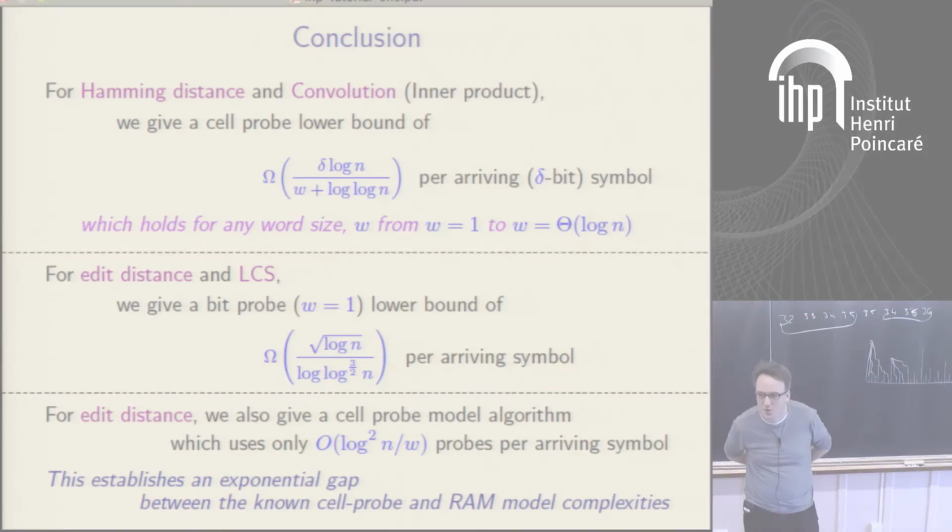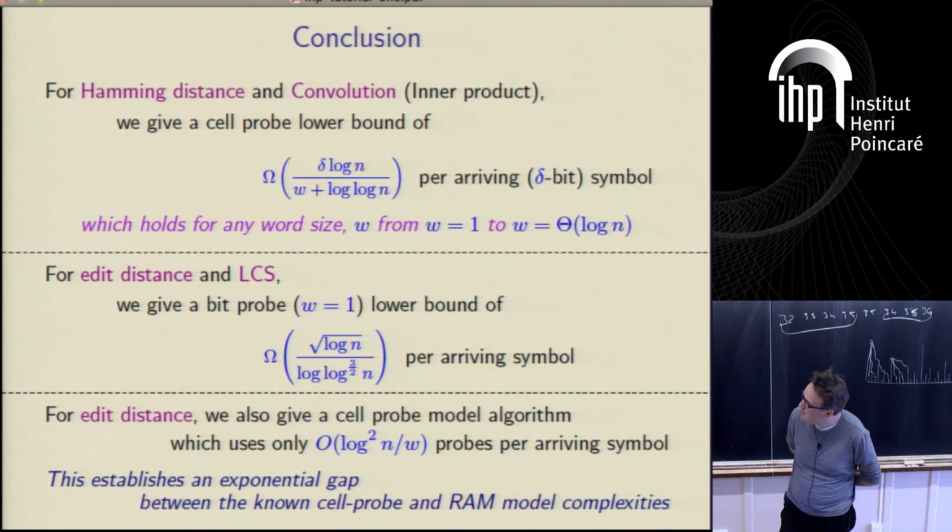Okay. So we finished on this note here, where we talked about lower bounds, Hamming distance, and convolution. For edit distance, I didn't mention longest common subsequence, but the same lower bound applies. This is a windowed version of it, where you want the longest common subsequence between your fixed string and the latest n-length window. And we have the upper bound for edit distance.